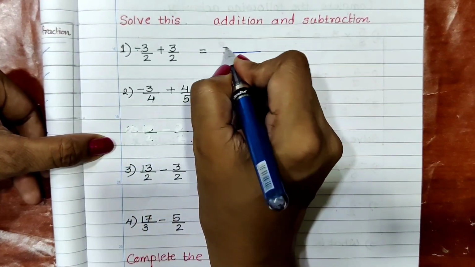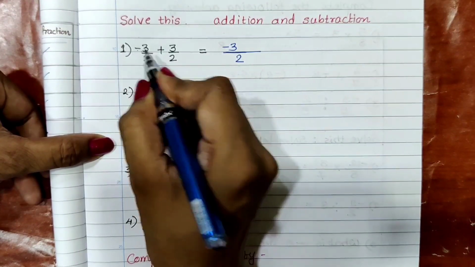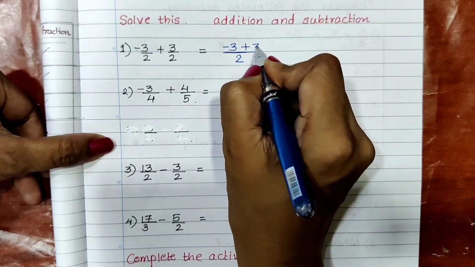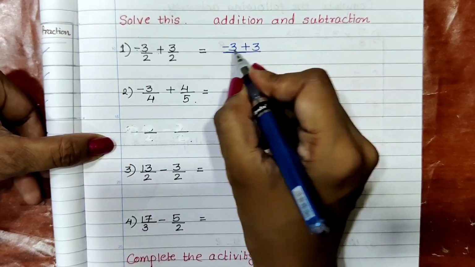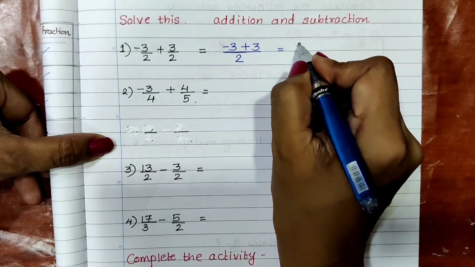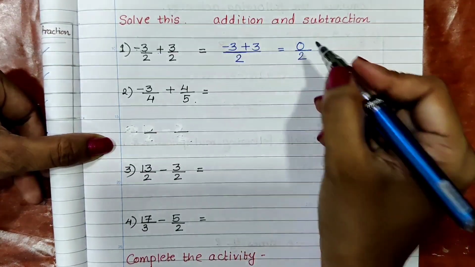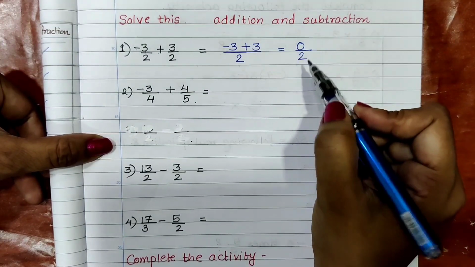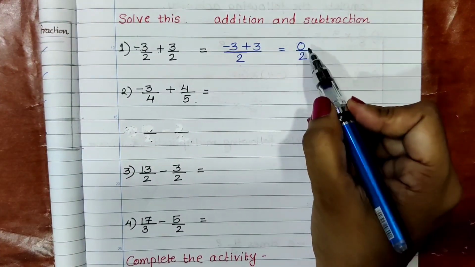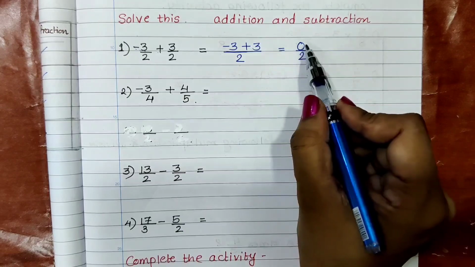First numerator is minus 3, second numerator is plus 3. So minus 3 plus 3, what will be the answer? 0. 0 upon 2. Minus plus will be minus, and 3 minus 3 is 0. We all know 0 doesn't have any sign. Never give any sign to the 0. So minus 3 plus 3, the answer is 0.